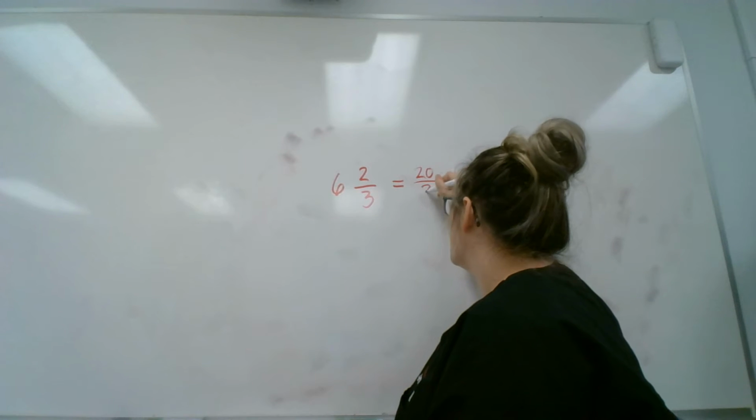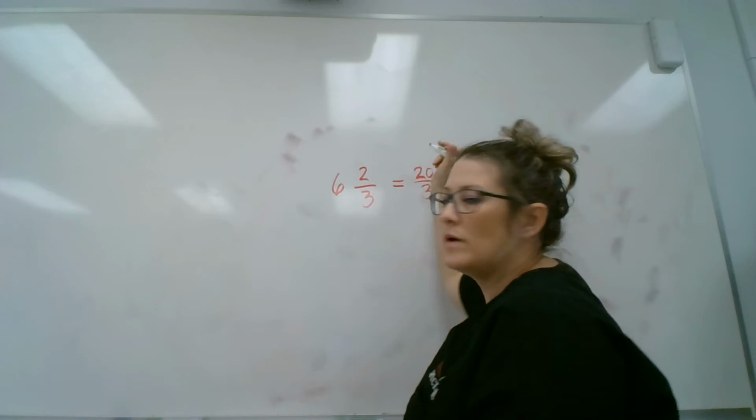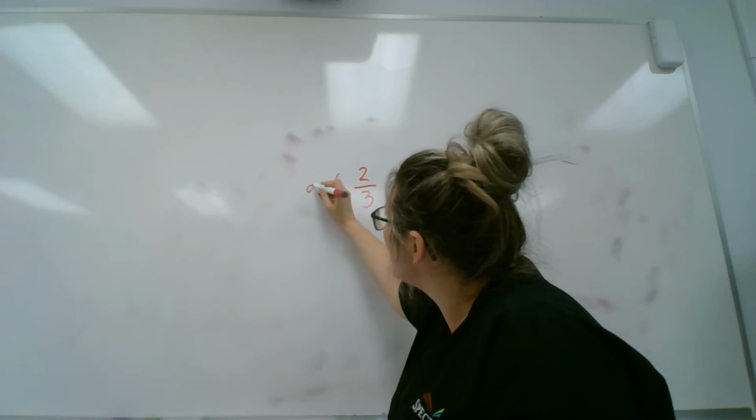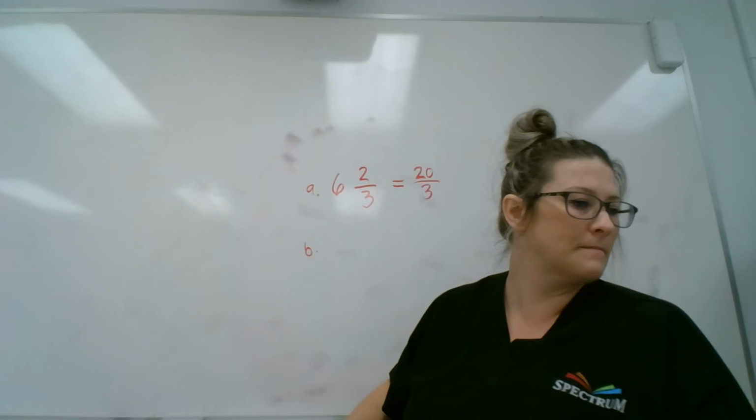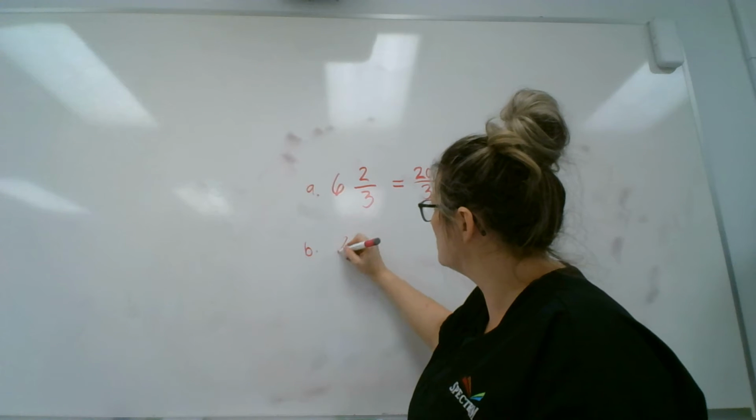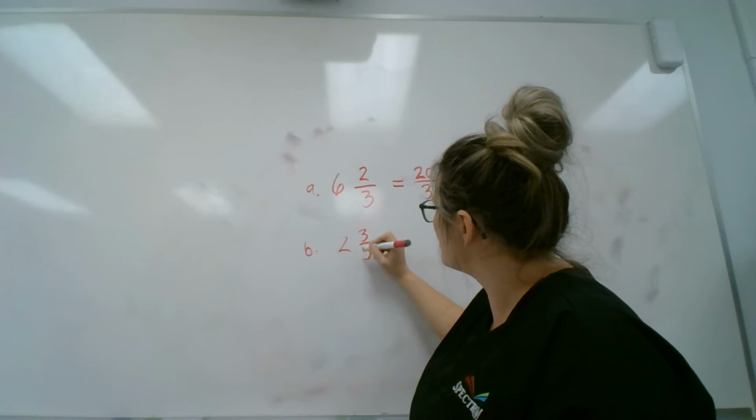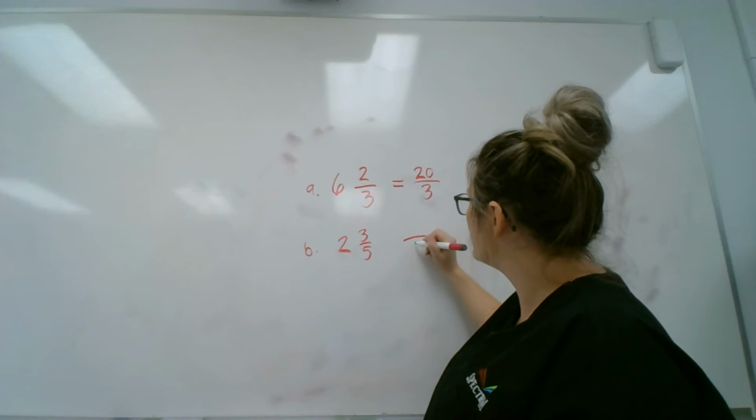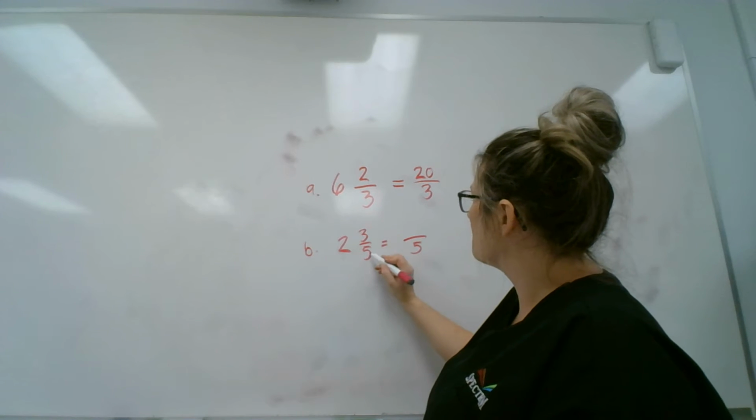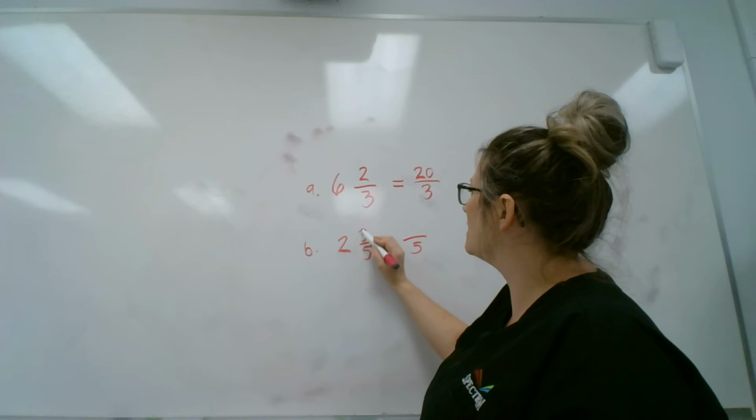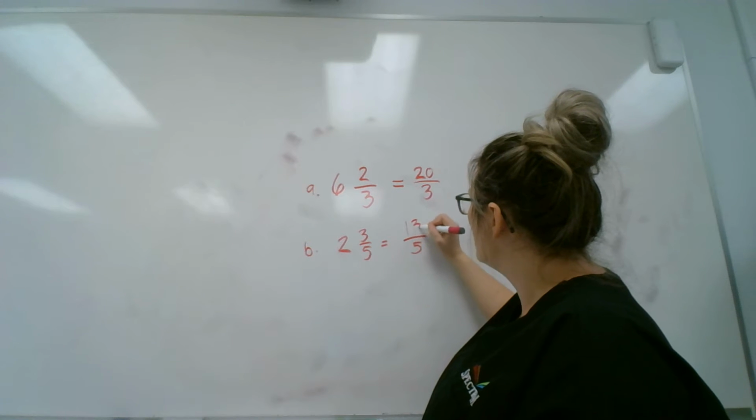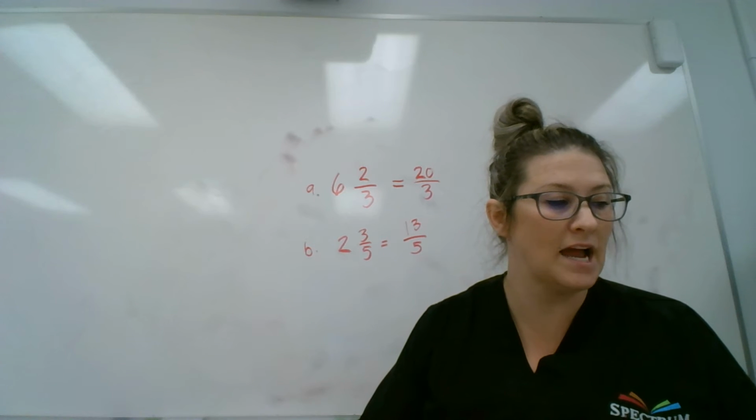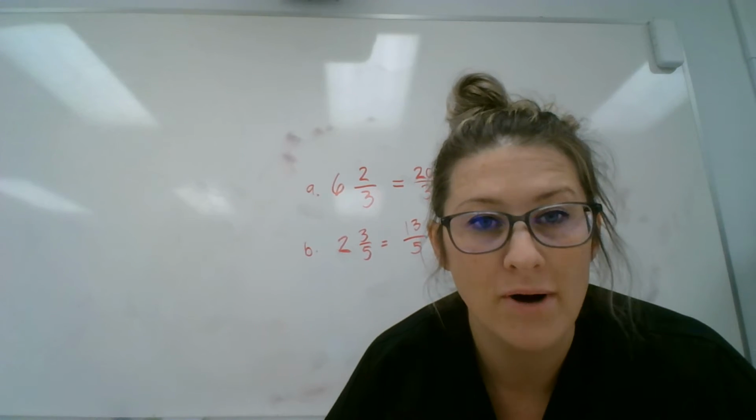20 over 3. I'll do one more of these with you, but they're easy peasy and you guys should know these by now. That's problem A. Problem B. 2 and 3/5. Okay, 2 times 5 is 10, plus 3, 11, 12, 13. 13 over 5. Go ahead and do C, D, and E on your own. Part 4.